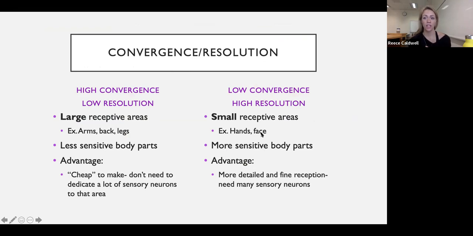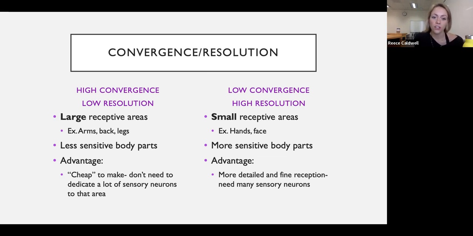So if you've ever had a shot in your face, it's way more painful than getting a shot in like your arm or in your thigh, because we have a lot of nerve endings in our face. We have a lot of nerves in our face and our hands, and therefore we have a lot of sensory receptors that can individually converge into our secondary sensory receptors. And so that's why we have higher resolution in these areas. There's a lot more nerve endings, a lot more primary and secondary nerves or neurons. And so those are smaller receptive areas.